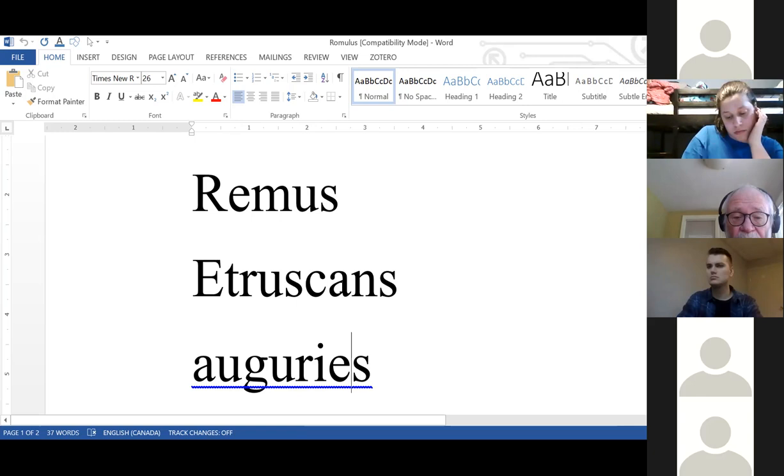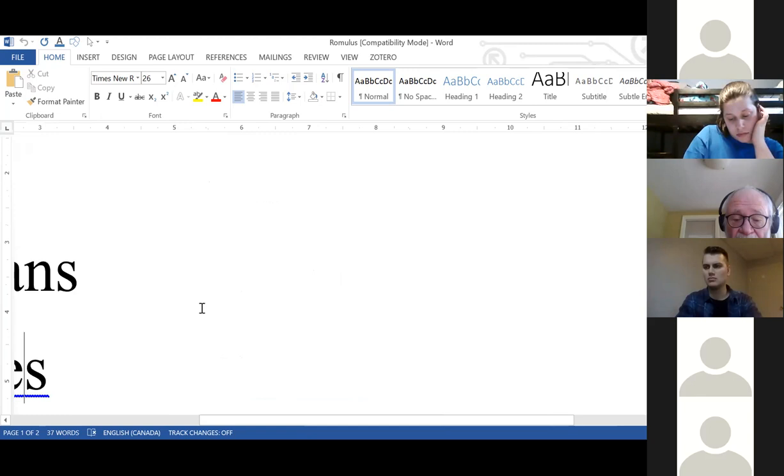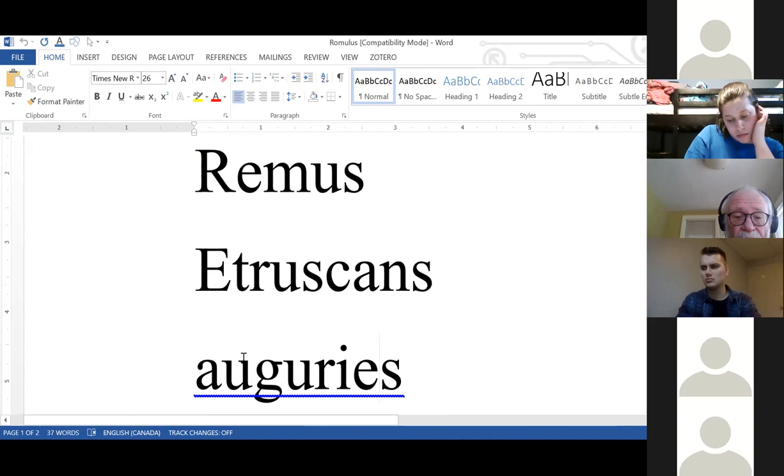Now, in central Italy, the major group were the Latins, Latin people. They spoke Latin. And one of them were the Romans. There were a number of Latin cities. Ultimately, the most important one of them turned out to be Rome, the city of Rome.